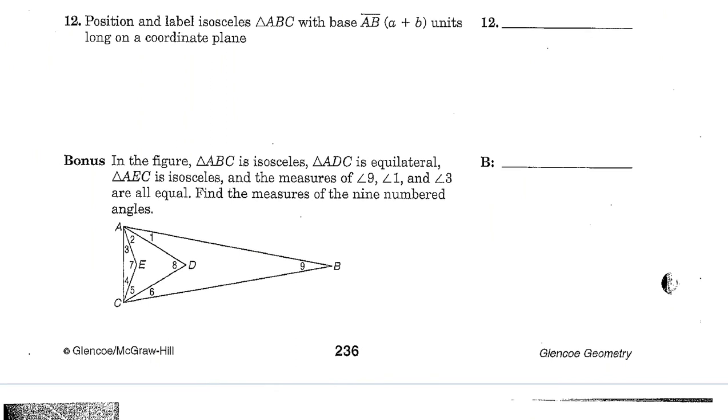Position and label isosceles triangle ABC with base AB. Okay, so we got triangle ABC. So the base is AB. You don't have to label on the bottom, but you do know these are congruent.